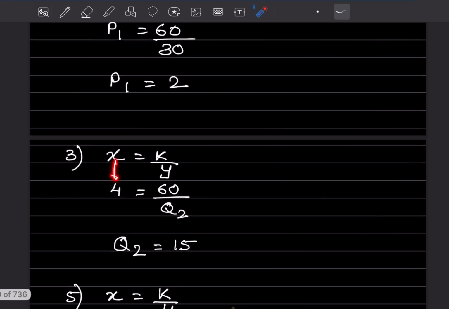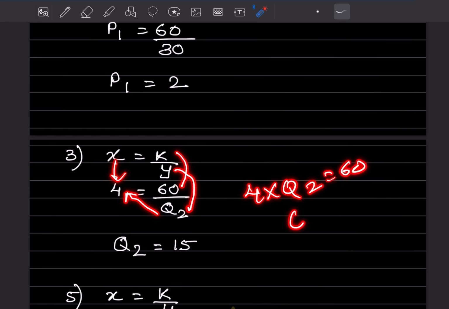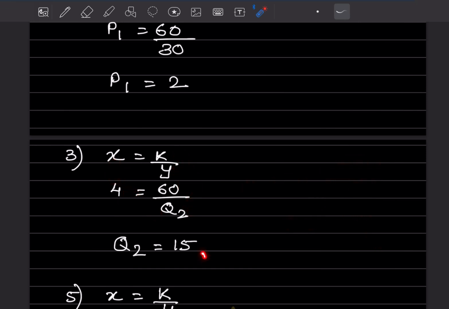Again, we will go for this part 4 and Q2. This is 4 and this is Q2. And we already have this one as 60. So when we multiply this into this, 4 into Q2, that is 60. So Q2 is going to be 60 and 4 will go on the other side, means it is going to get divided. So it will be 15 fours are 60. So Q2 is 15.